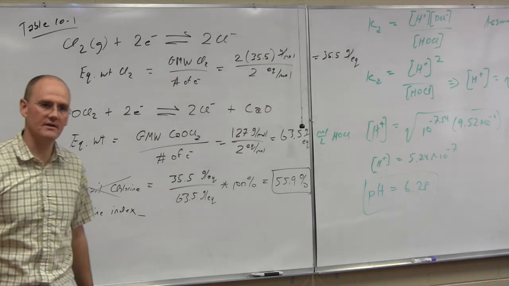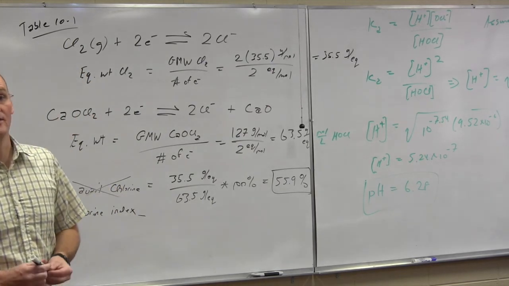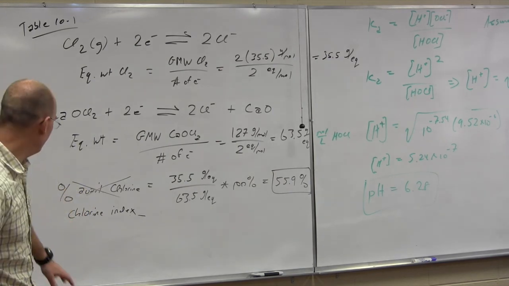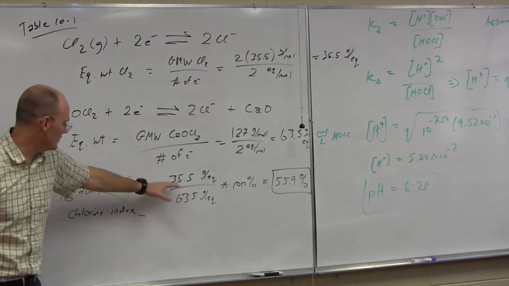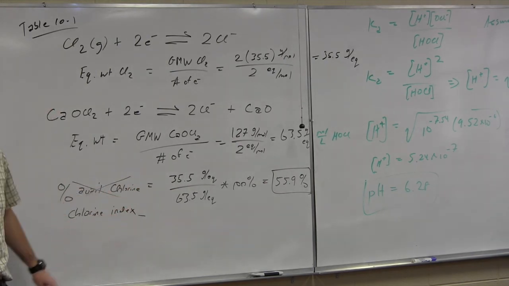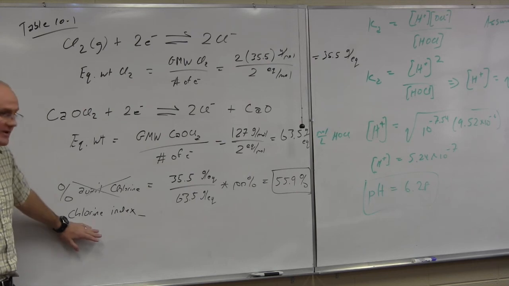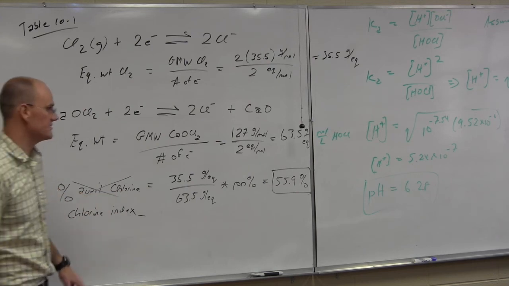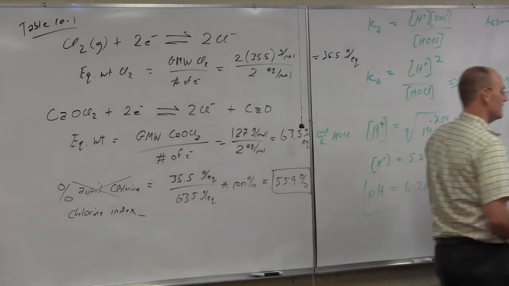Anyone have another term? Mike's like, no way. Chlorine index sounds good. I like that better because that's what we're doing. We're just comparing it. It's a unitless term. You know, we're talking percentages. We're just comparing to chlorine. All right. So if you want to keep it straight in your head, don't call it percent available chlorine. Call it the chlorine index.